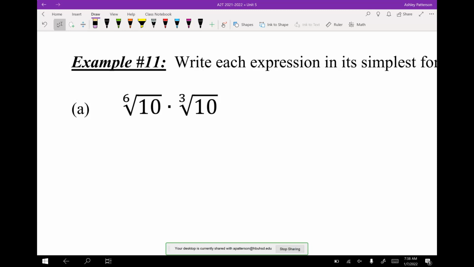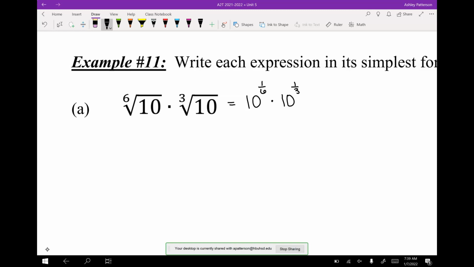In order to multiply radicals, what do we need? Jules? No, the same what? Index. Yes, we need the same index. Do they have the same index? No, definitely not. So normally, before today, we would say that's as far as we can go. But now we know that we can rewrite this. We can rewrite the first radical to be 10 to the 1/6 power times 10 to the 1/3 power.